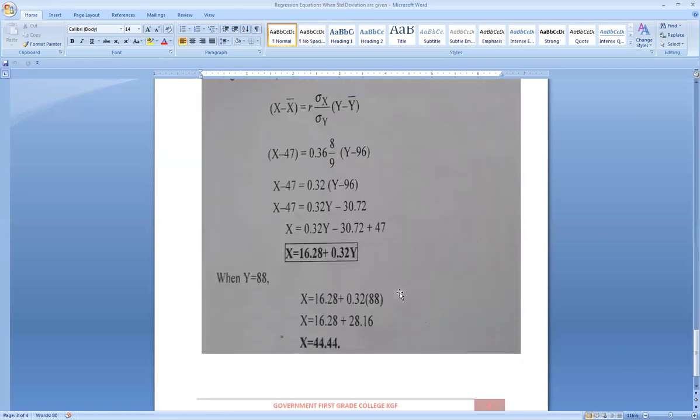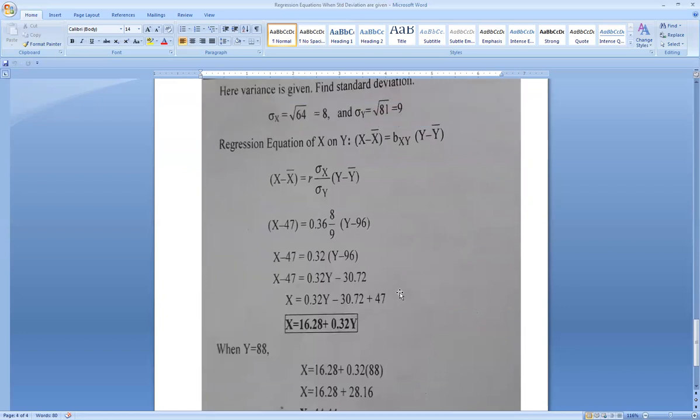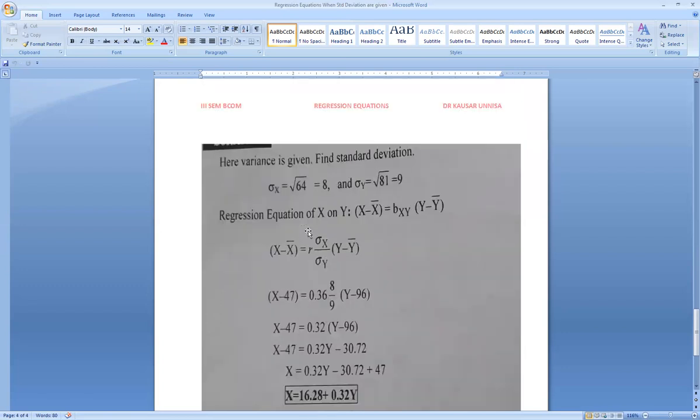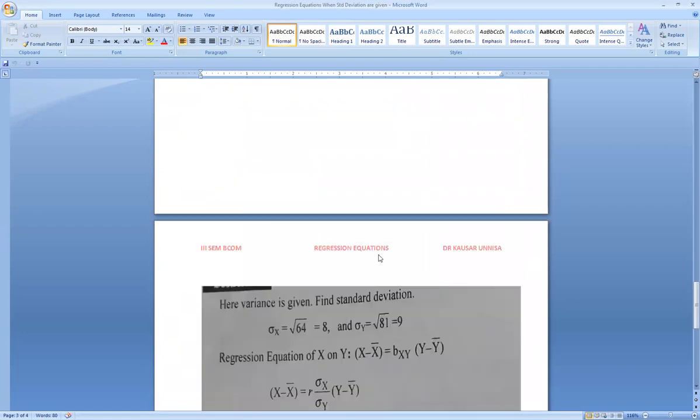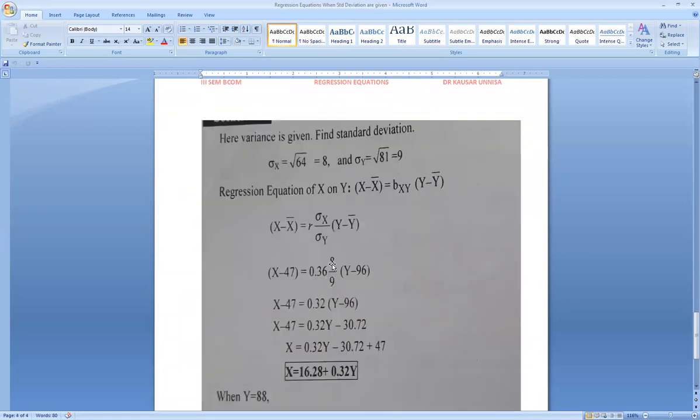In the same manner as we calculated before, we'll substitute into the equation. So the regression equation of x on y is x minus x bar equals dxy into y minus y bar. Therefore, x minus x bar equals, the regression coefficient dxy is r into standard deviation x by standard deviation y, into y minus y bar. Therefore, x minus the mean value 47 equals, the r value already given in the question, 0.36, into 8 by 9 into y minus 96.